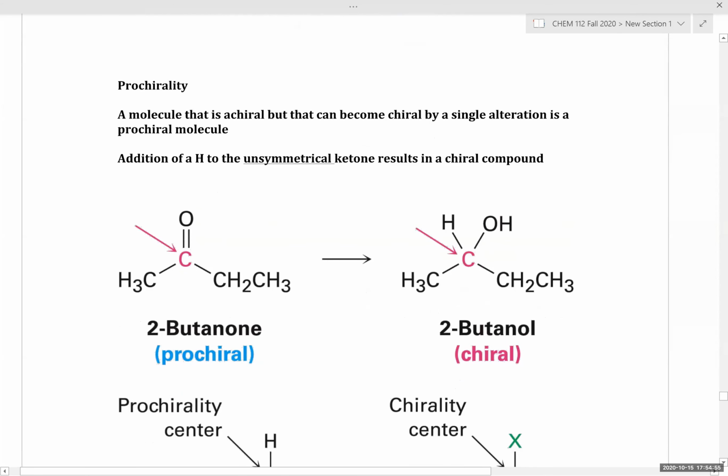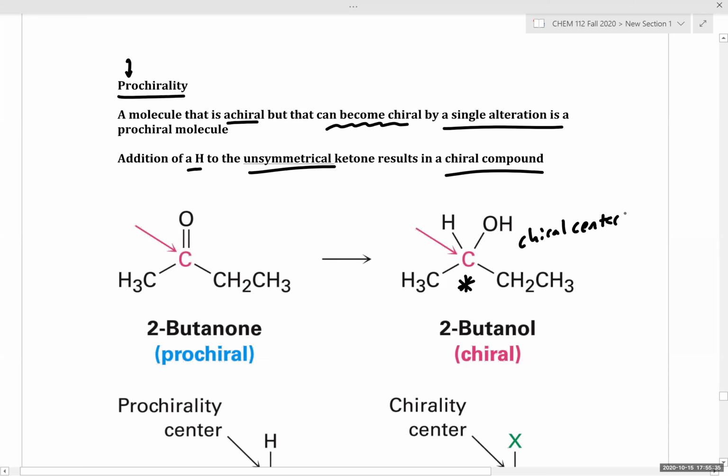Okay, let's talk next about a very intriguing idea, and that concerns generation of chiral centers from chemical reactions, otherwise known as pro-chirality. Pro meaning essentially a center that can become a chiral center. So pro-chirality describes a molecule that is achiral but can become chiral by a single alteration. For example, addition of hydrogen to an asymmetrical ketone results in a chiral compound, right? Does everyone see how this product has a chiral center?